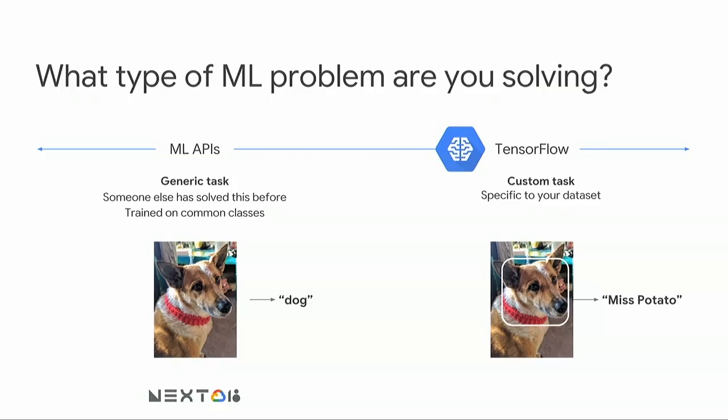This is my sister's dog. When I first put this slide on, it just said potato, and I was like, that seems like the worst machine learning model ever. There's like, potato. No, that's her name. Her name is Potato.